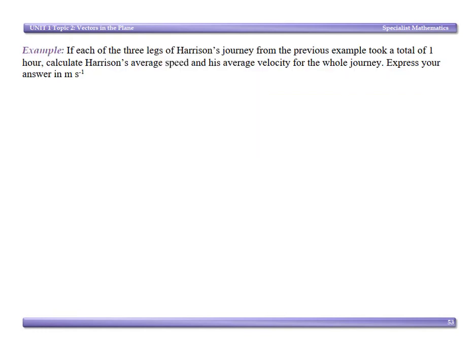So let's look at an example. If each of the 3 legs of Harrison's journey from the previous example took a total of 1 hour, calculate Harrison's average speed and average velocity for the whole journey. Express your answer in meters per second.